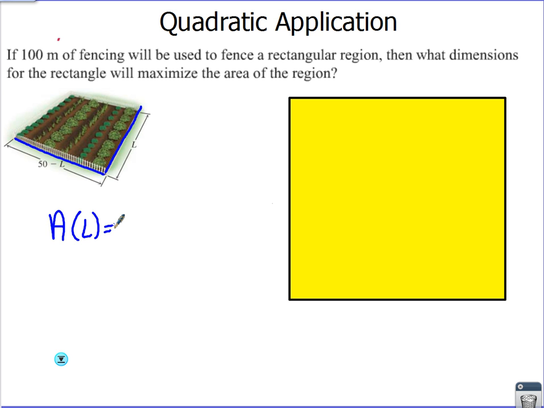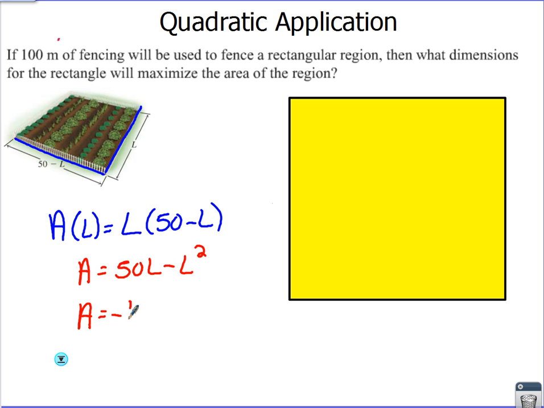How do you find the area of a rectangle? Length times width. There's our area function. And we're wanting to maximize that area function. I'm going to clean it up a step further. I'm going to take that A of L off. I'm just going to call it A, just so we don't get confused. L times 50 is 50L. L times negative L is negative L squared. And I'm going to change it up a little bit more even. I'm going to call it A equals negative L squared plus 50L. Just to where you can see this is a quadratic.